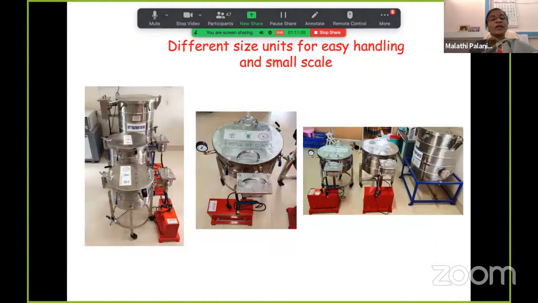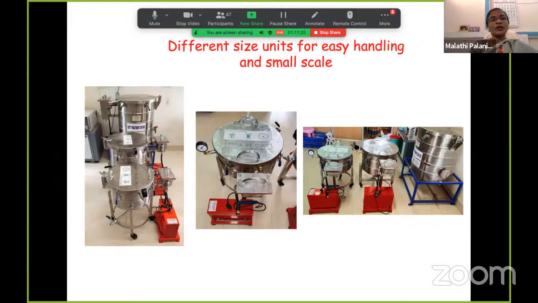And also this unit can be fabricated in different sizes depending on our requirement. So these are some of the examples which we have developed and fabricated for exhibition purposes, for small lab purposes as well as greenhouse purposes, for easy handling.